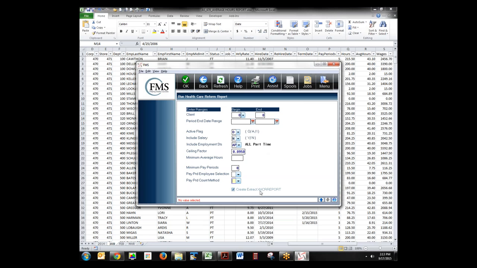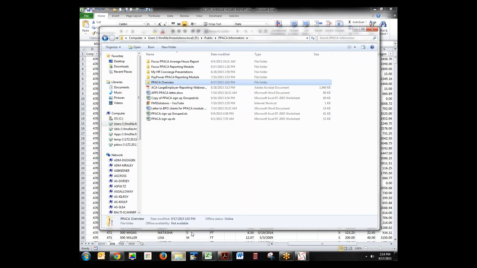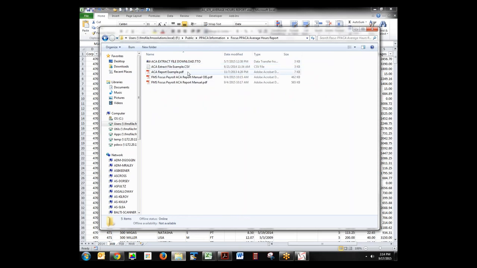It creates the file, XHCR report, healthcare reform report, and that file can be downloaded with the data transfer. We've reviewed this in the past, and all the details, by the way, are on the public folder on the F drive under public and then PPACA information. This is all in the folder called Average Hours Report. There's an example, there's the manual for the clients, and an example download.